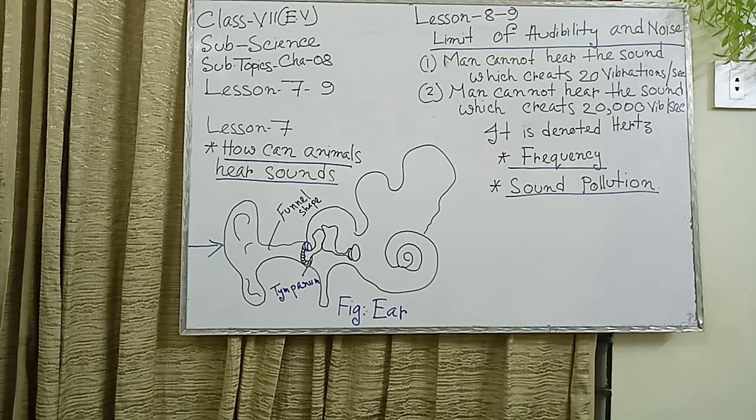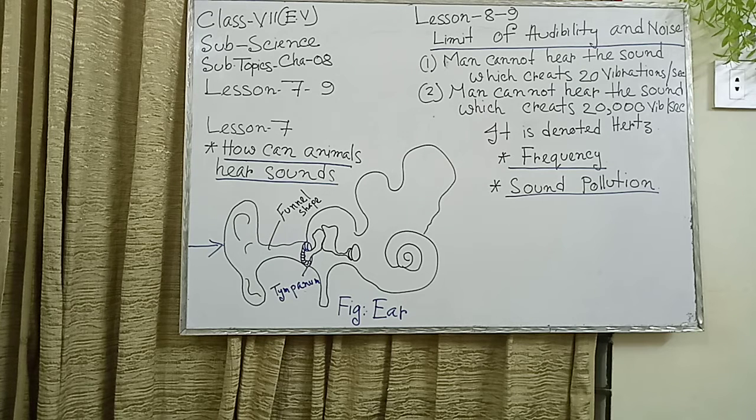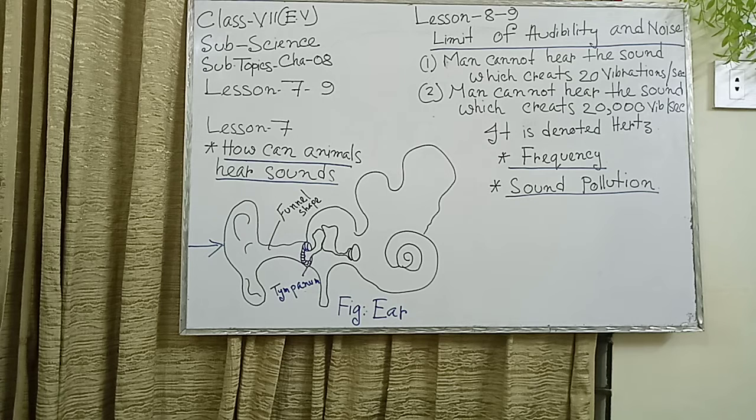Such sound is called ultrasound. Do you know what ultrasound is? So the limit of audibility for man is sound ranging from 20 to 20,000 vibrations. The number of vibrations per second of an object is called the frequency. Again, the word is frequency. What is the frequency? Again, I repeat, the number of vibrations per second of an object is called the frequency.